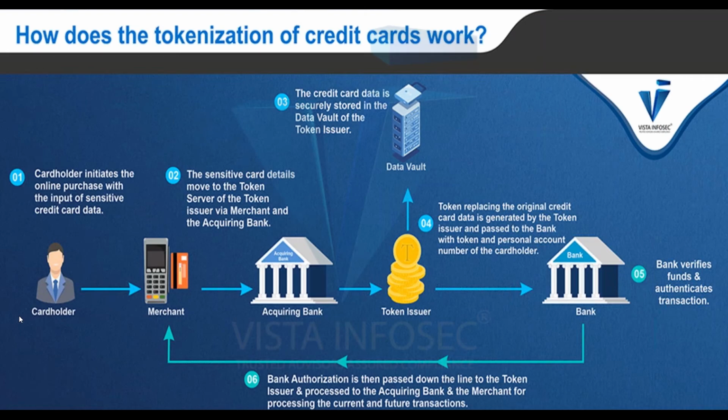So when the transaction actually happens, the merchant sends a token to the acquiring bank. The acquiring bank sends a token to the token issuer. The token issuer will then get that original card number from the data vault and send it to the issuer of the card. First it goes to the acquiring bank, then it goes to the issuer bank. The issuer bank will check the card details, because now it is the actual card details, and decide whether to authorize the transaction or not. In case it's authorized, the authorization code is then sent back directly to the merchant. So that's how it typically works.